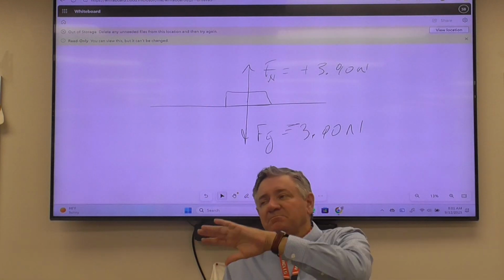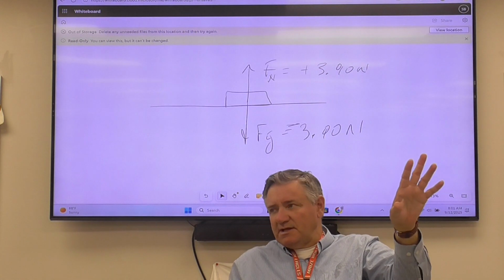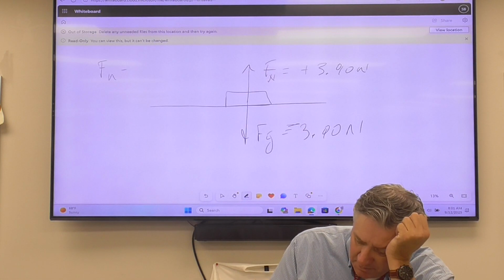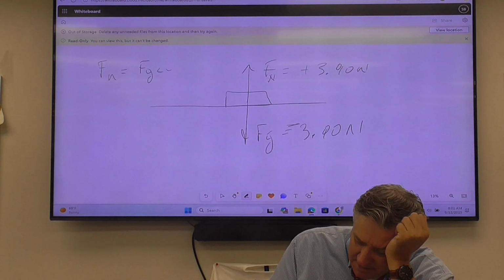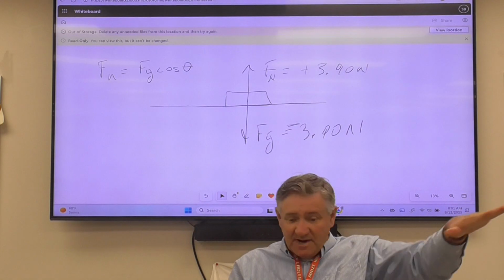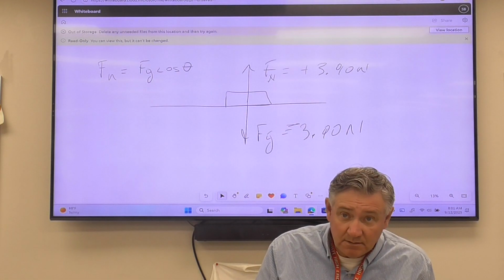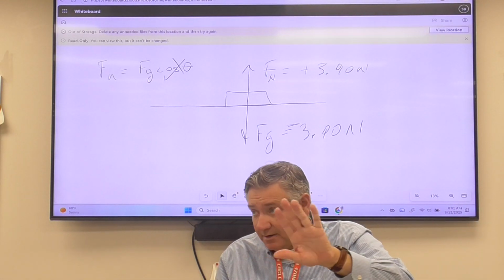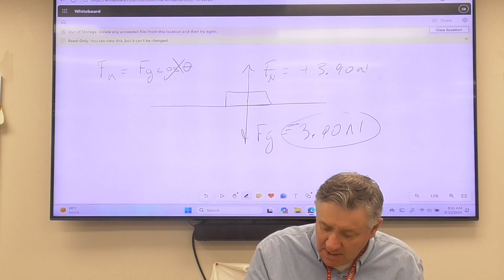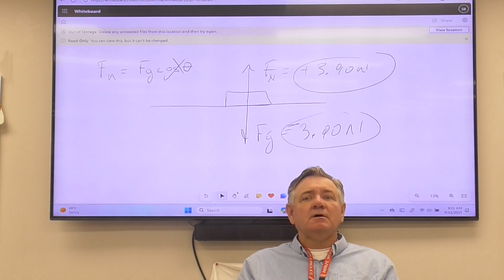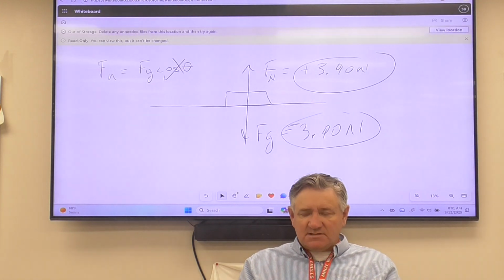Now, this will play out large later on when we get into inclined planes. We're not on inclined planes right now. But technically, force normal equals Fg cosine theta. But we're going to be on flat surfaces for now. The cosine of 0 is 1. Don't worry about it, okay? We will later. We're just not going to worry about it now. So if that's negative 3.9, the normal force is going to be 3.9. All the forces right now add up to zero. Is it accelerating? No, because all the forces add up to equal 0.